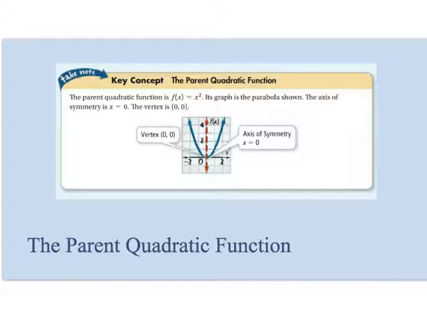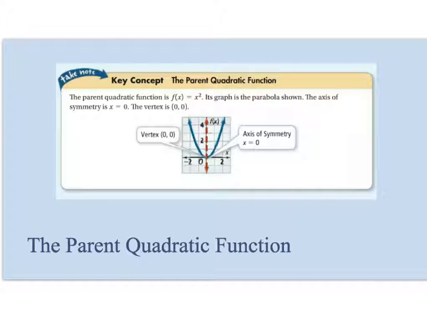If you notice here, the definition says the parent quadratic function is f of x equals x squared. Its graph is the parabola shown. The axis of symmetry is x equals 0, and the vertex is (0, 0). So, breaking that vocabulary down a little further, the parabola is the name of that shape of a graph. The graph that looks like a U is called a parabola.